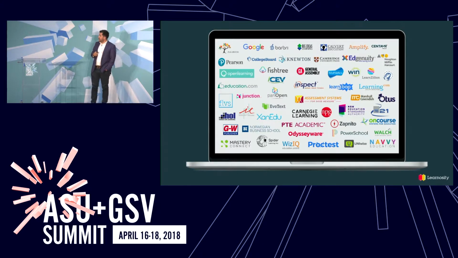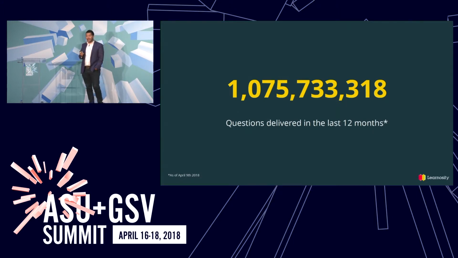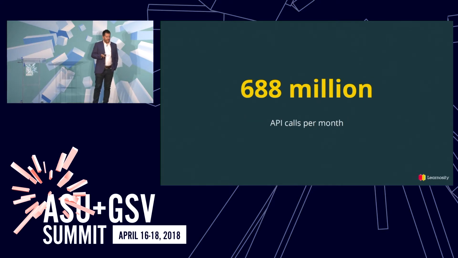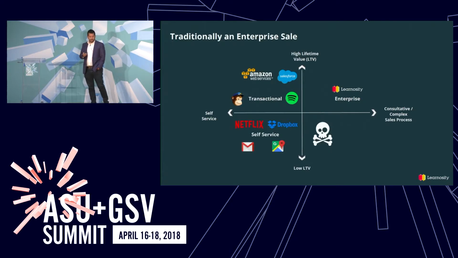So we work with a lot of the who's who in education, a lot of big names. A lot of the big names build their products, and we're under the hood. There's no Learnosity branding. No teachers or students know who we are. We have about 80 enterprise clients. In the last 12 months, we've delivered about 1 billion questions. We've 9.3 million professionally authored items across our different partners in our item bank. The APIs are used about 700 million times per month, with about 6.5 million active users per month.